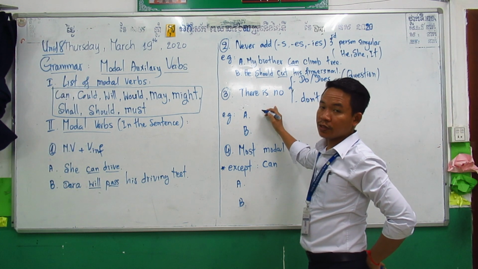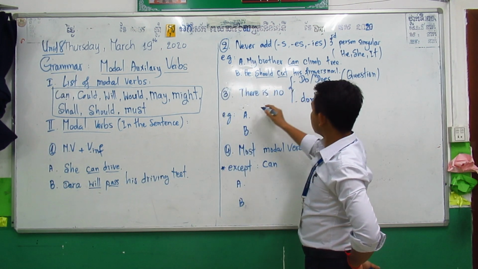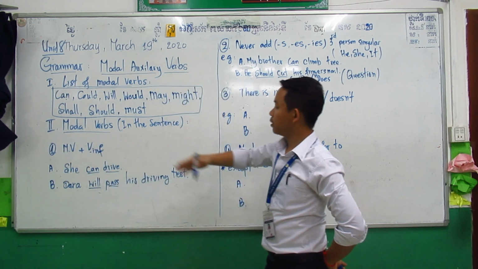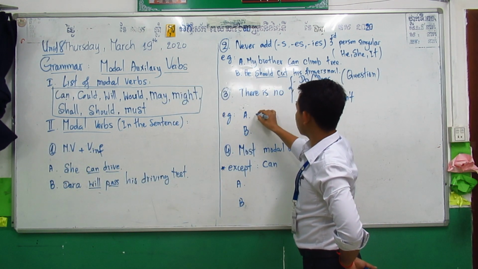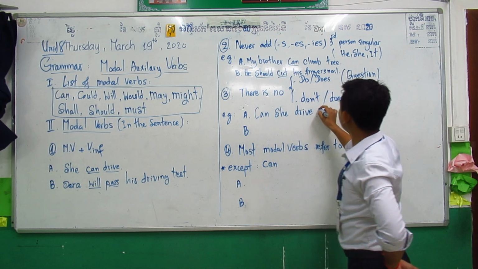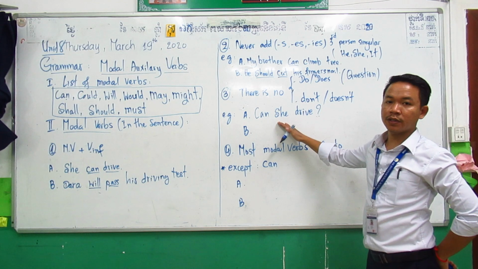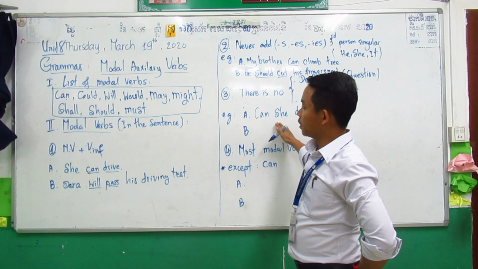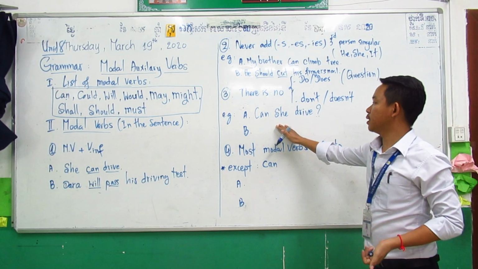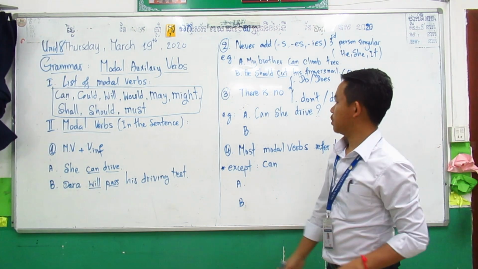if you want to make a question from this sentence, she can drive. So in the question, you just move the modal verb can to the beginning and then add the subject. Can she drive? And question mark. Can she drive? Yes. This is ready for the question. It is easier. It is different from present simple tense, where you need to add do or does to make a question.